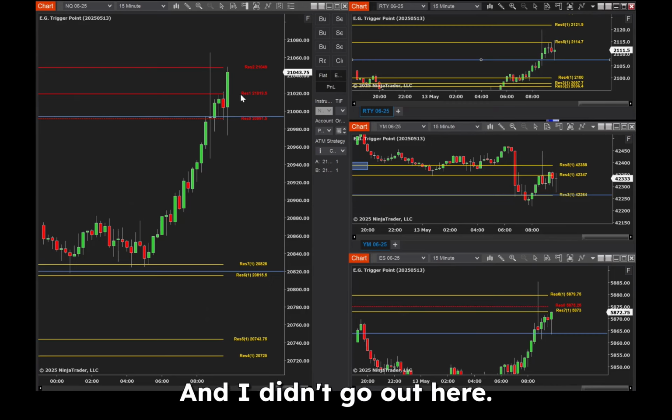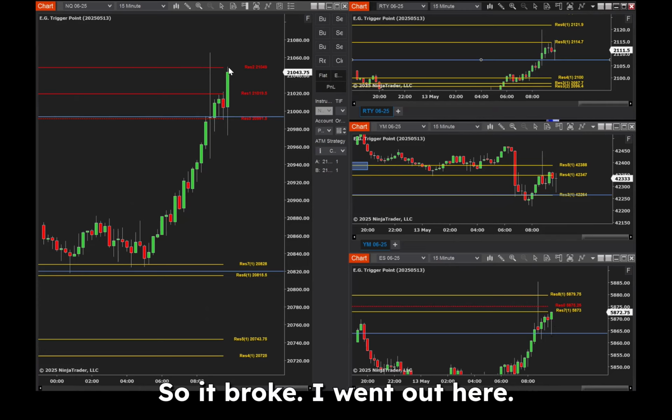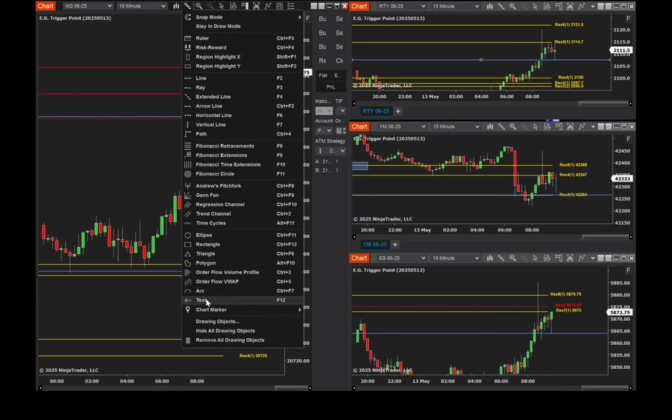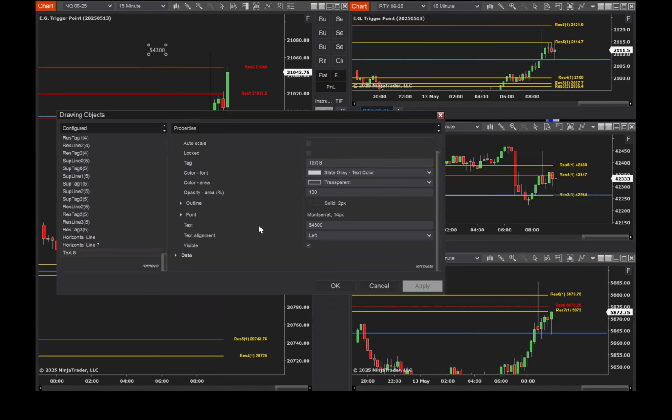And I didn't go out here. Why? Because ES still didn't hit its resistance, and I could anticipate that NQ will break, especially when this resistance was respected, has already been respected before. So it broke. I went out here. Okay, I took the long here with small drawdown when it broke, and I went out of this trade here with this profit on my PA account.